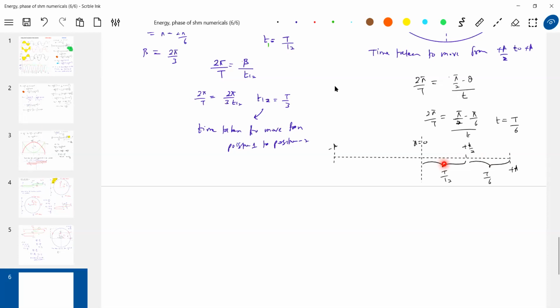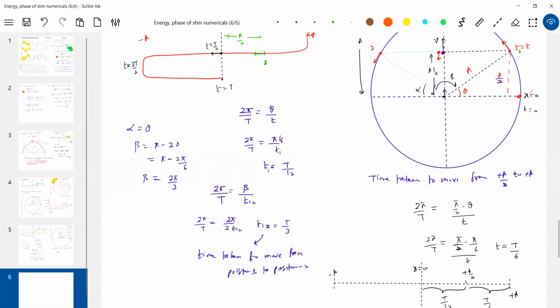Okay, this is a type of SHM. When a spring block system, when the block is executing SHM, this is what happens here. Time taken to move from x equals 0 to plus a by 2 to this one, and the time it will reach here is T by 4. You add up these two, it will be T by 4. Getting some idea?